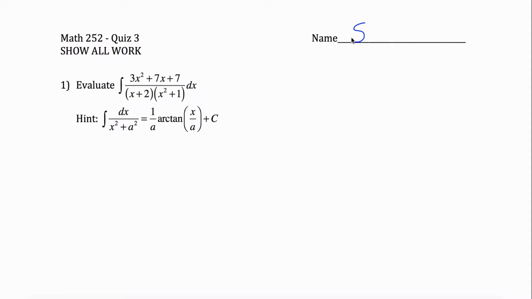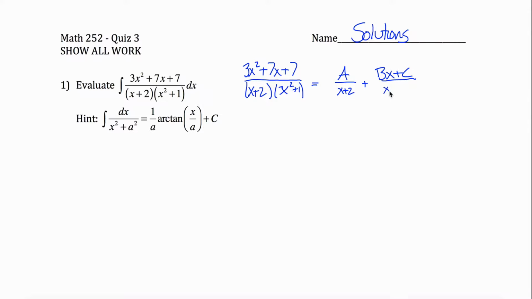All right, solutions for quiz 3 for Math 252. In this first one, we are asked to, I guess you're not told, but you're going to end up doing partial fraction decomposition. So the way you do that is you want to rewrite (3x squared plus 7x plus 7) over (x plus 2) times (x squared plus 1) as something over x plus 2 plus something else over x squared plus 1.